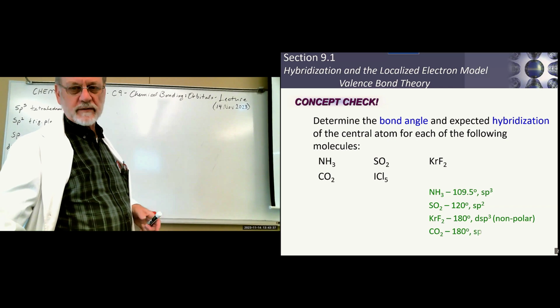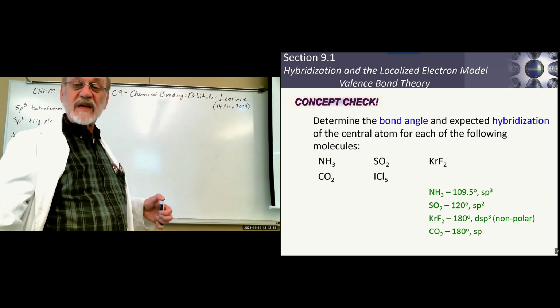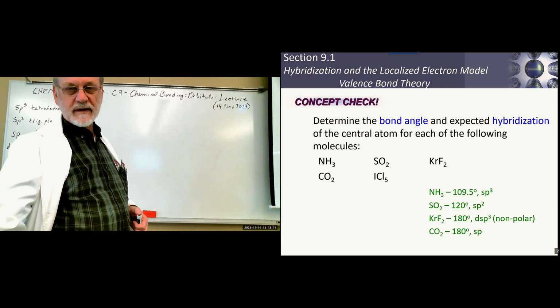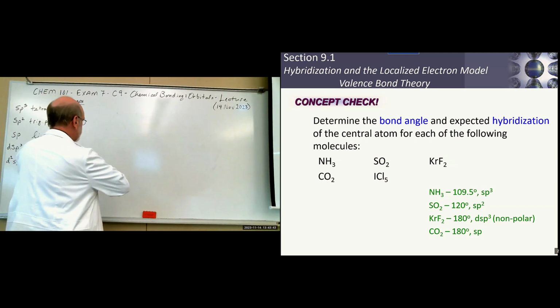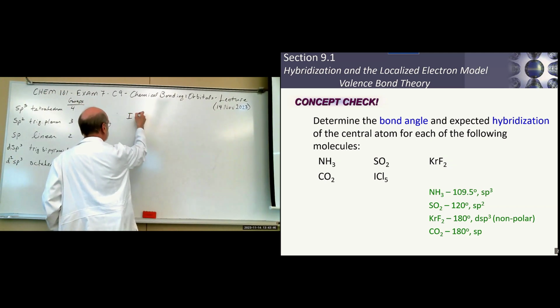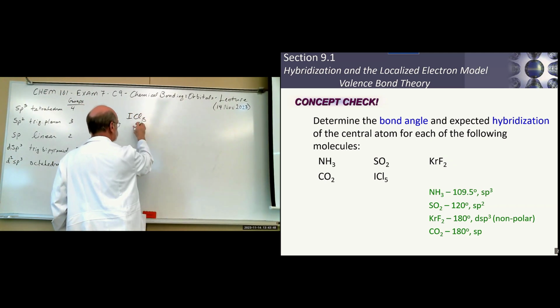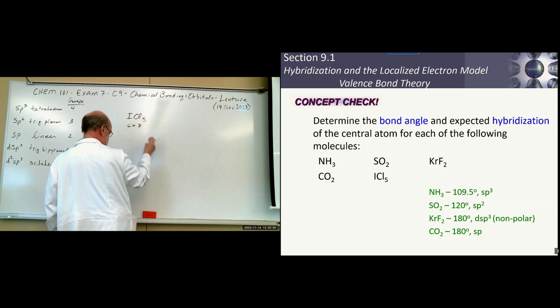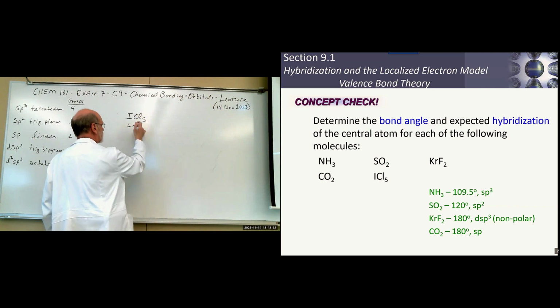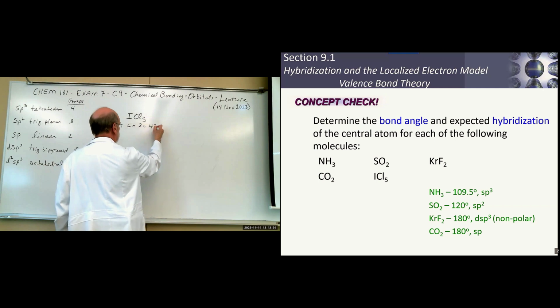CO2, we've already done that one. It's 180 degrees, sp hybridization. ICl5, how about that one? ICl5. So that's 6 times 7 equals 42 electrons.